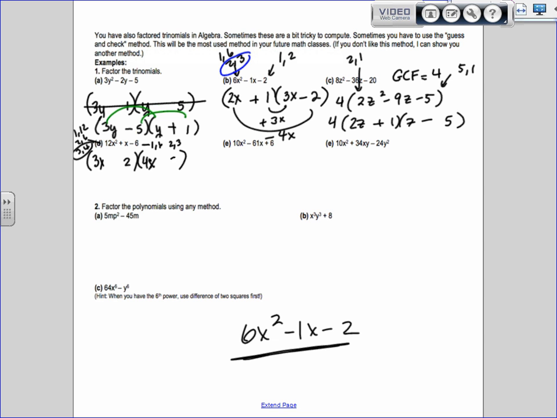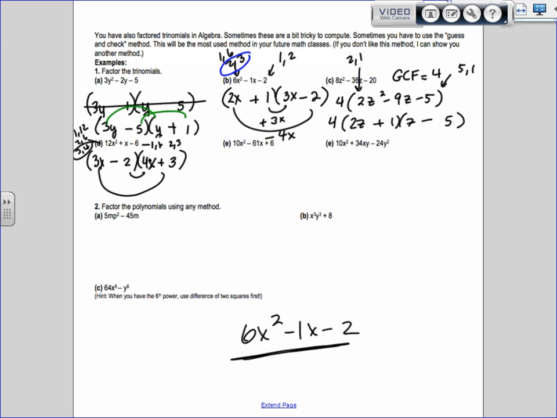I'm going to put a 2 here and a 3 here. Now looking at the outer and the inner, I have 8x and I have 9x. Can you combine 9 and 8 to get 1? Yes. Yeah, if I have a positive for the 9 and a negative for the 8. Done.